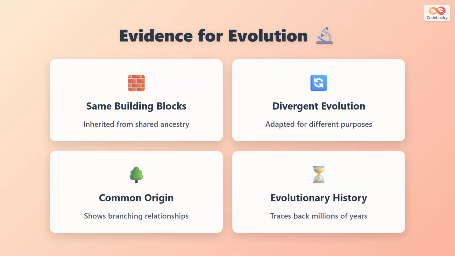Homologous structures provide compelling evidence for evolution in several ways. First, they show that different species use the same building blocks, inherited from shared ancestry. Second, they demonstrate divergent evolution, where a single ancestral structure becomes adapted for different purposes. Third, they reveal common origins and show us the branching relationships between species. And fourth, they trace evolutionary history back millions of years, giving us a window into the past.